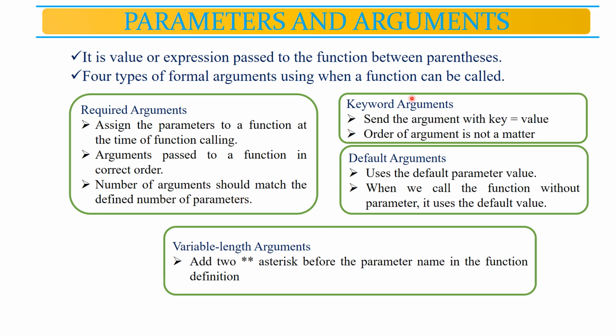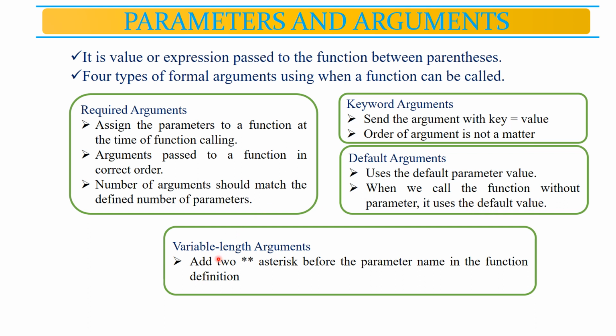The next one is the keyword argument. Here we send the argument as key equal to value, so the order of arguments does not matter. The next one is the default argument. Here we use a default parameter value. When we call the function without the parameter, it uses the default value that we have defined.